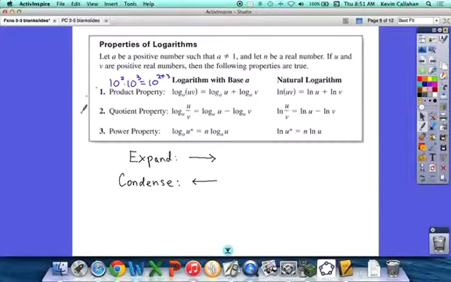And the last is called the power property. If what's inside the logarithm is being raised to a power, that means everything inside is being raised to that same power, then you can take that power in front of the logarithm as a coefficient. So notice in here was log base a of u to the n. Now it's n times log base a of u. No more exponents. The exponent goes in front. Or even over here, ln of u to the n is n ln of u.